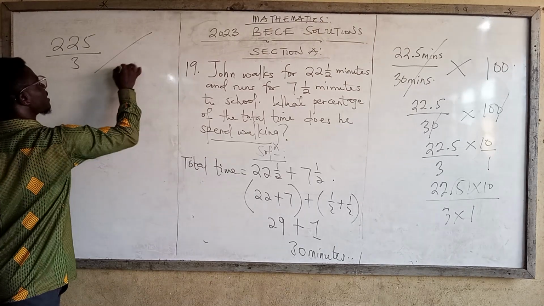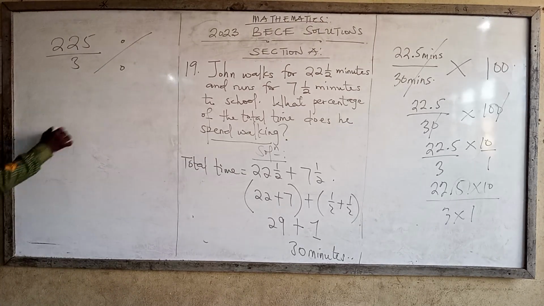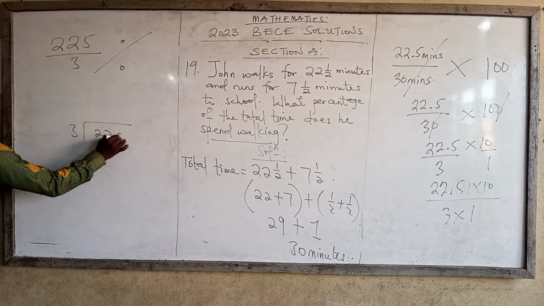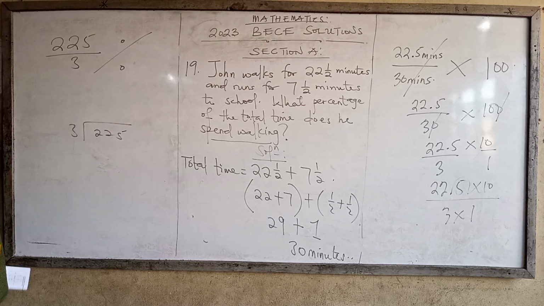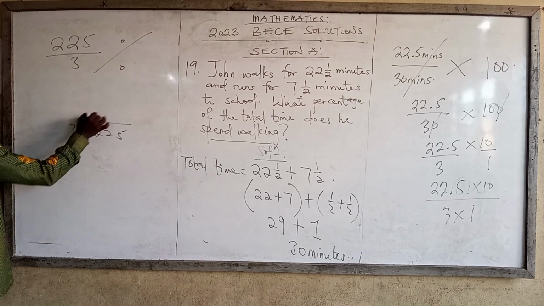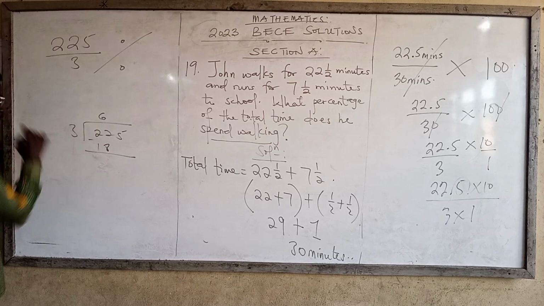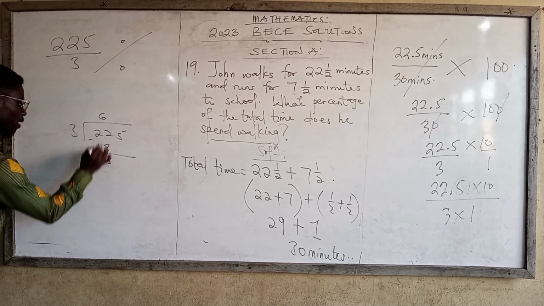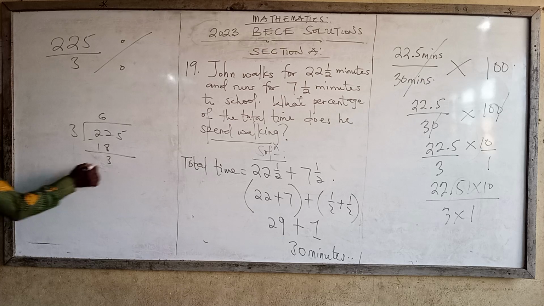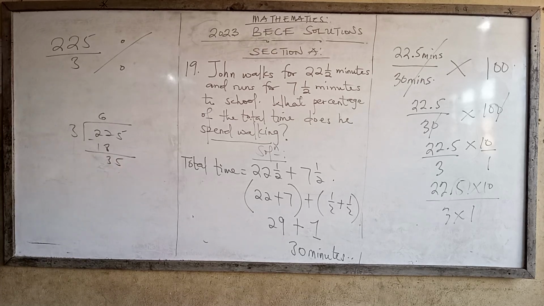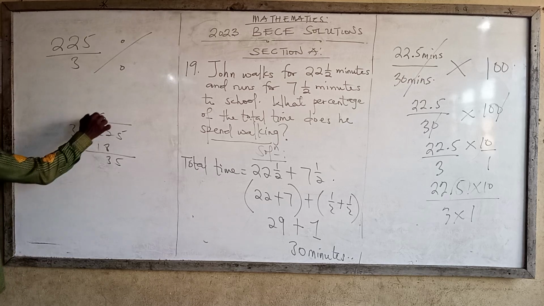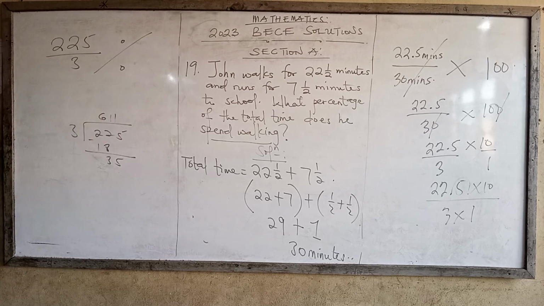Don't forget that it's in percentage, right? So 3 out, 225 in. 3 we're going to 22 how many times? We subtract, we obtain 3. Then we drop this guy. 3 we're going to 35 how many times?